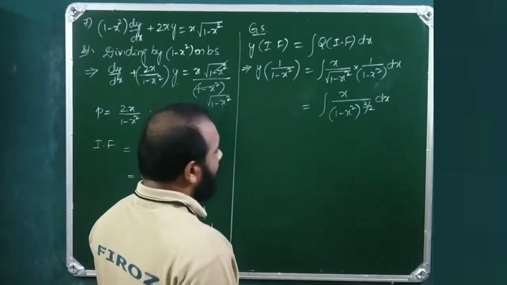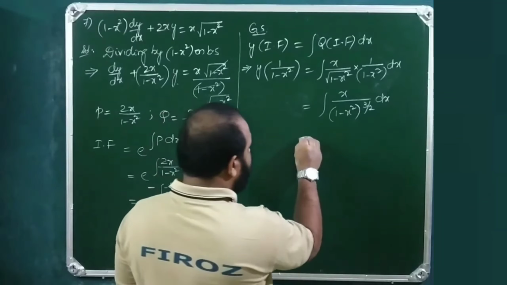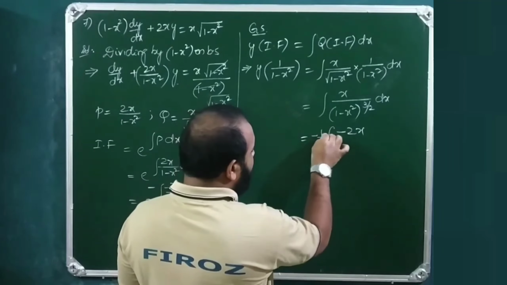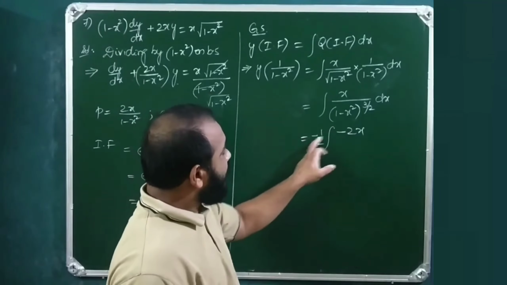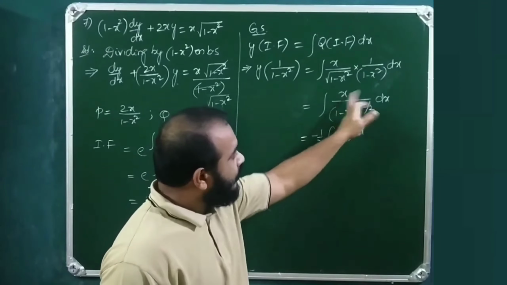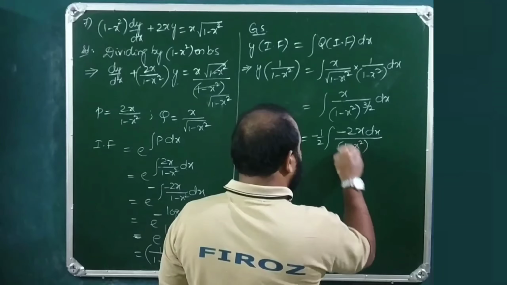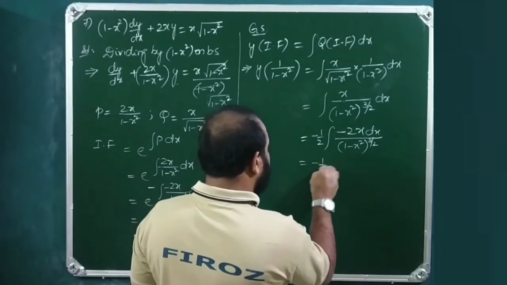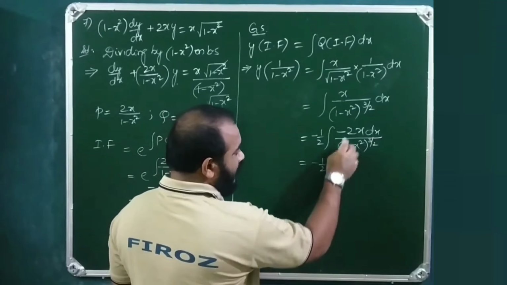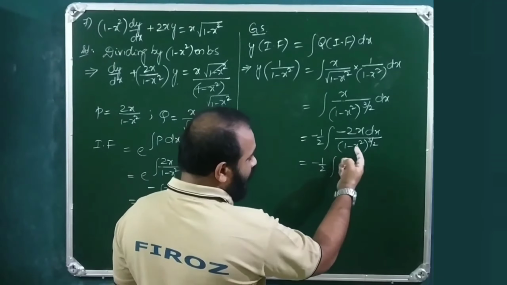Now, 1 minus x square derivative is how much? Minus 2x. So therefore I will multiply by minus 2 and divide also. Minus into minus is plus, so 2 by 2. Therefore x only we are getting. Dx by 1 minus x square whole power 3 by 2. So minus 1 by 2. Now 1 minus x square derivative is minus 2x dx. So this is f dash x by f of x whole power 3 by 2.